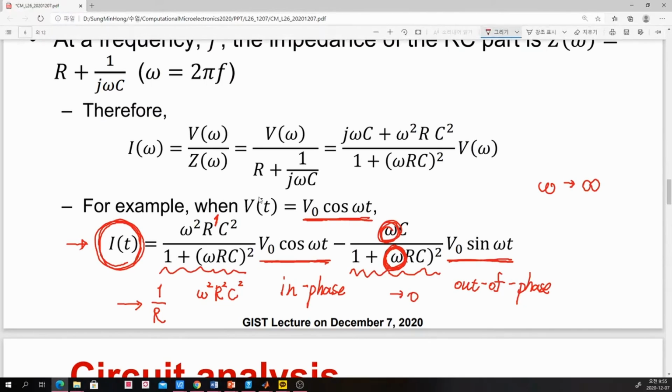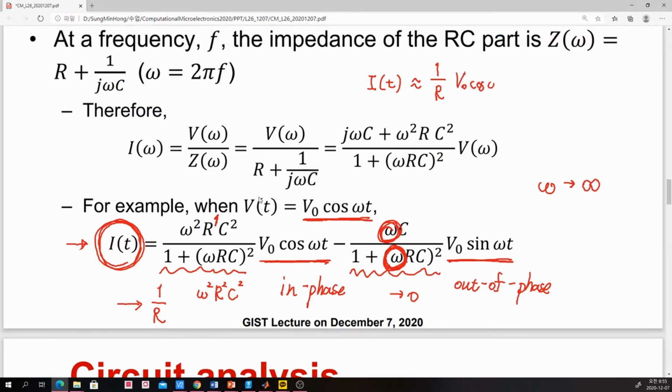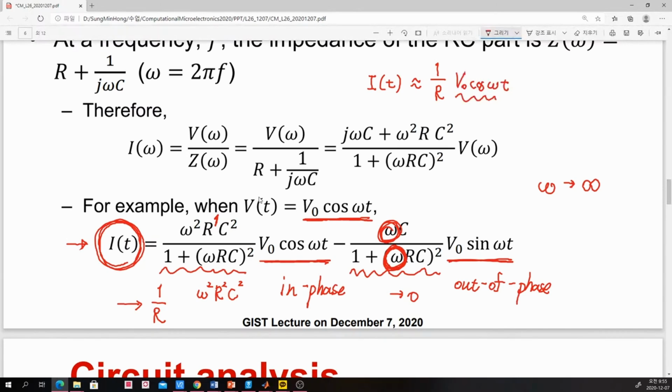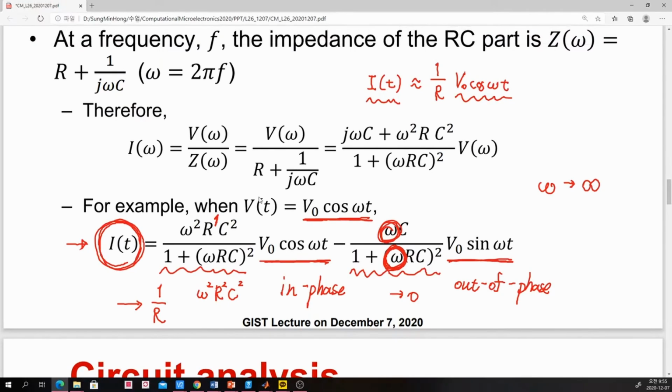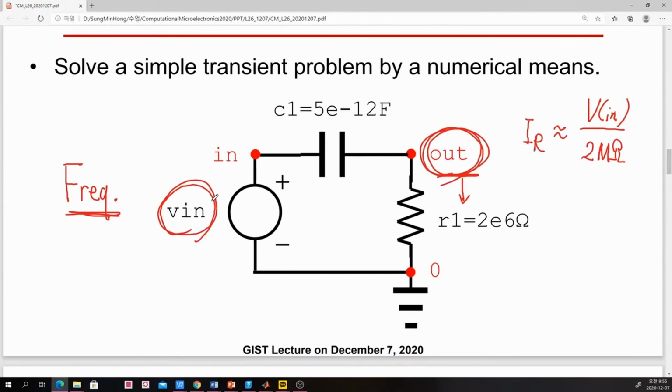So in this extreme case, I of t will be given by 1 over r times v naught cosine omega t. This is the input voltage and this is the output current. Therefore we will have just an all resistive circuit. Then let's go to the next part.